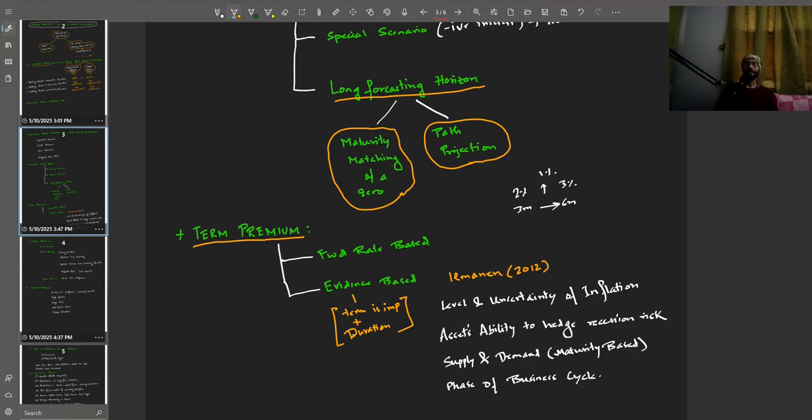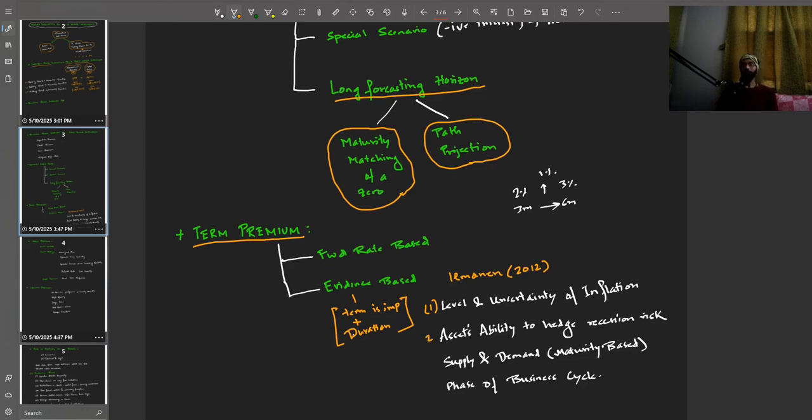Now, Ilmanen in the year 2012 observed a 4-factor approach on the term premium. The first factor was level and uncertainty of inflation. So what is the current level of inflation and what is the level of uncertainty of future inflation? That influences the term premium. Obviously, higher the level and uncertainty of inflation, higher will be the term premium. And both of them increase or decrease together. If the levels of inflation go up, the uncertainty of inflation also goes up, generally speaking. And if the levels come down, the uncertainty also comes down. So they go up and down together.